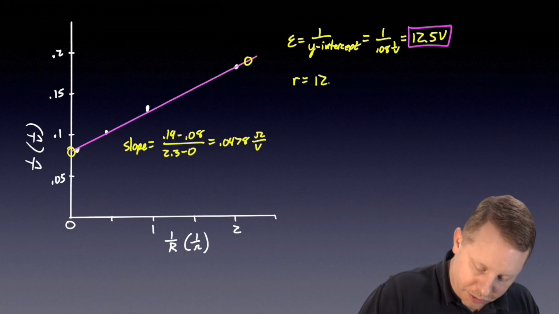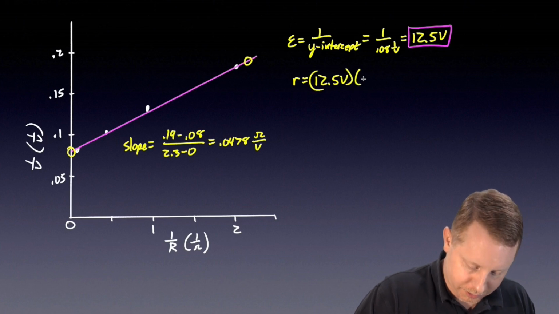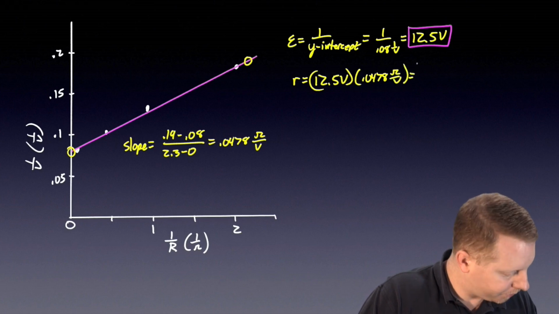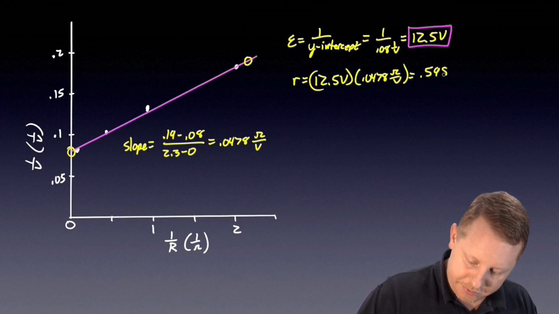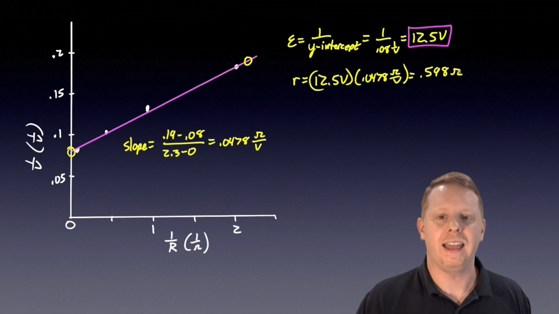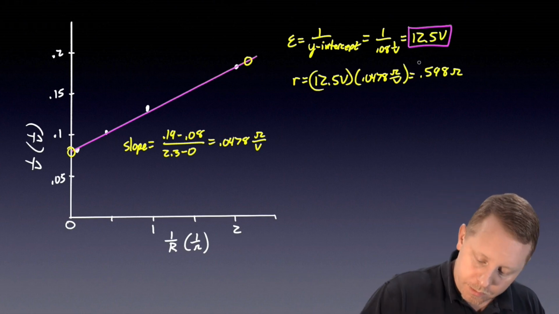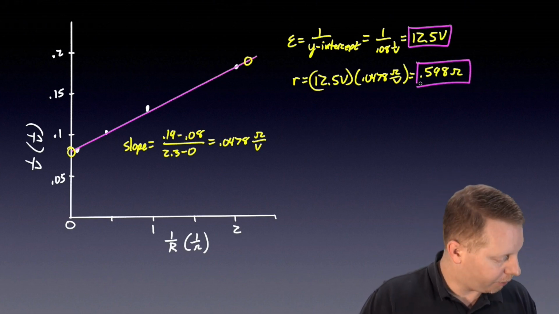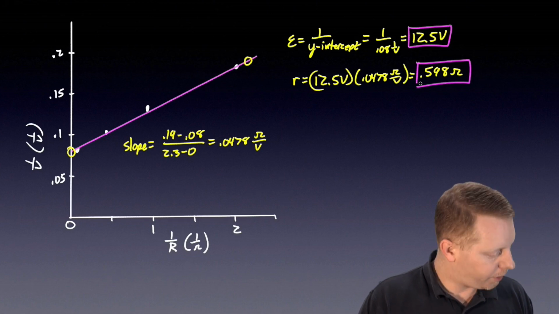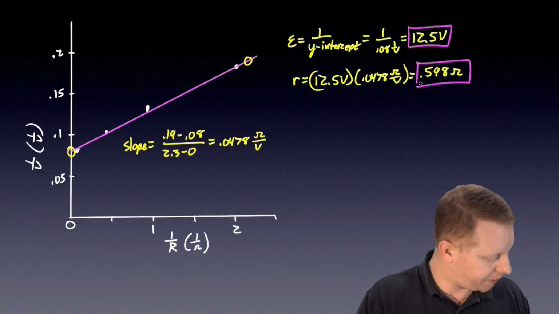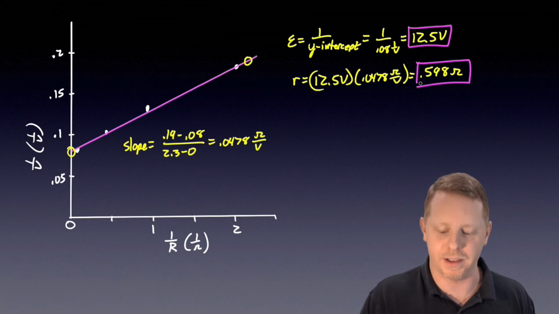So that's going to be our 12.5 volts times the slope we just determined, 0.0478 ohms per volt, where I came up with about 0.598 ohms. Again, all this comes from our previous work where we determined how that function fit the form of a line. All right, now for part D of the experiment, it says using these results, find the maximum current the battery can provide.